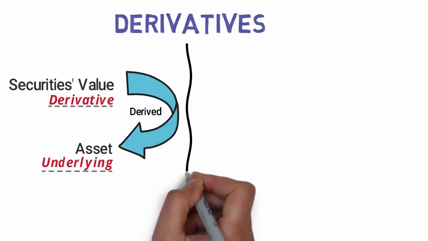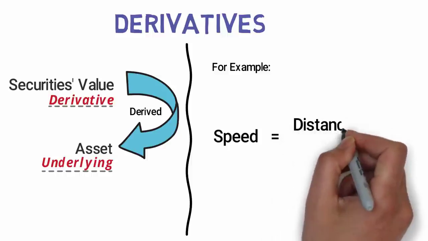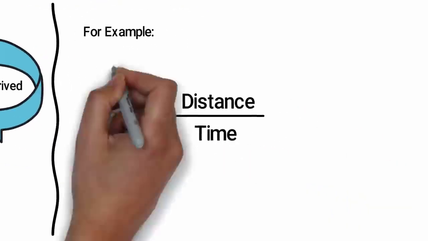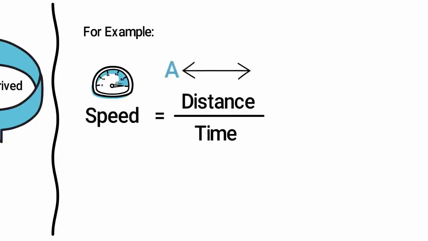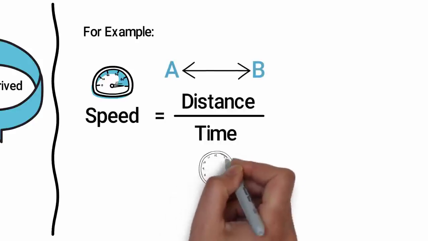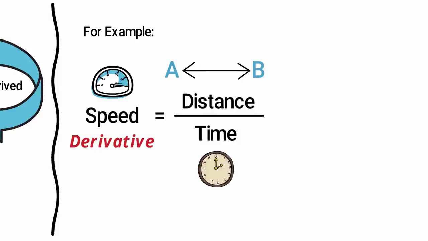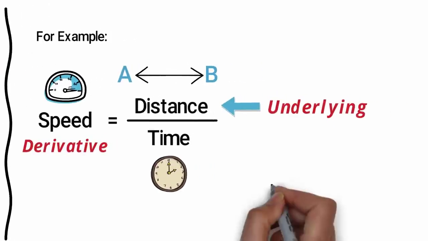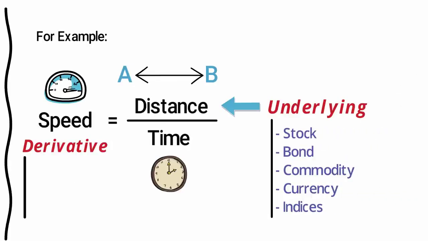An example in the non-financial world can be speed equals distance divided by time. Here we can say that speed can be calculated only when you have a change in position, that is distance, in a given time, which makes speed a derivative because it is derived from distance, and distance is the underlying. If I draw a parallel in the financial markets, the underlying asset can be anything: a stock, a bond, a commodity, or a currency, and the derivatives are their futures and options.